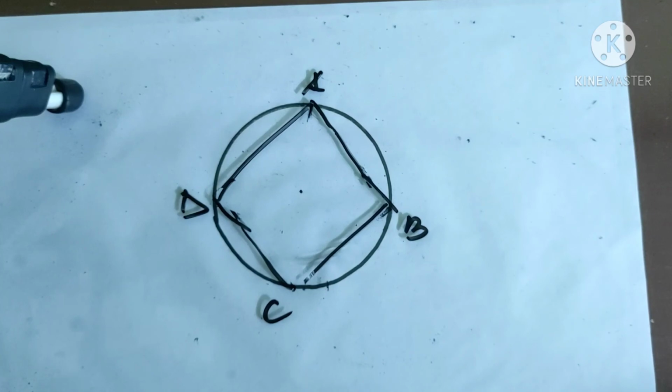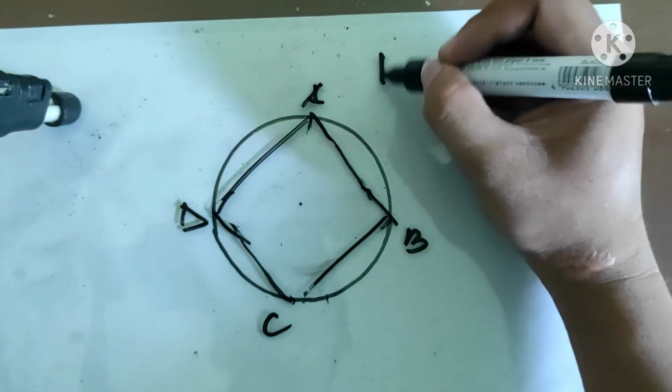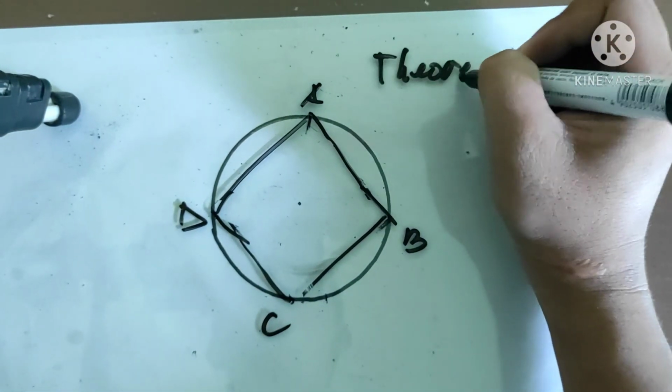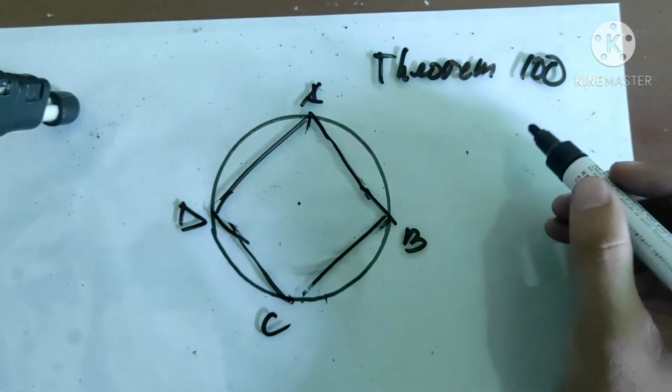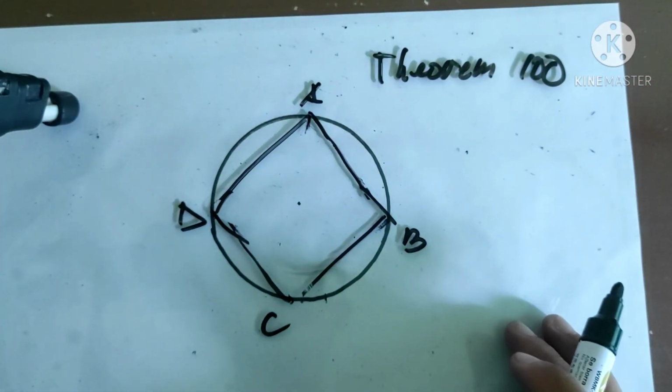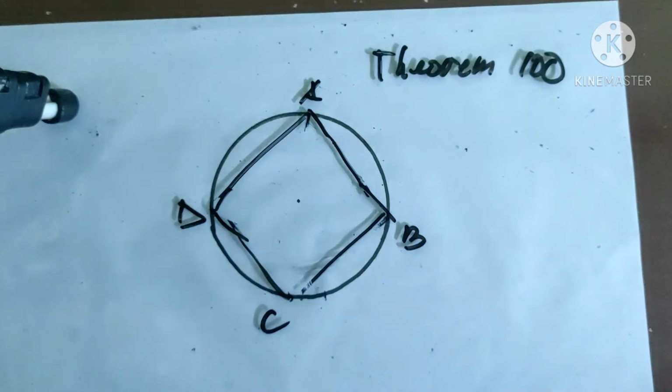Okay. So, punta naman tayo sa theorem 100, which is the inscribed quadrilateral theorem. Nasa page 135 ng inyong book. So, sabi dito sa inscribed quadrilateral theorem, opposite angles of an inscribed quadrilateral are supplementary. Okay?